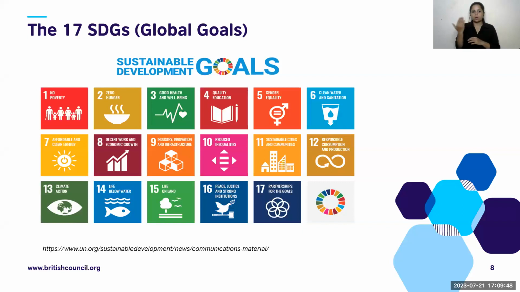It starts with no poverty, zero hunger, good health and well-being, quality education, gender equality, clean water and sanitation, affordable and clean energy, decent work and economic growth, industry, innovation and infrastructure, reduced inequalities, sustainable cities and communities, responsible consumption and production, climate action, life below water, life on land, peace, justice, and strong institutions. And the 17th goal is the partnerships for all the previous 16 goals.